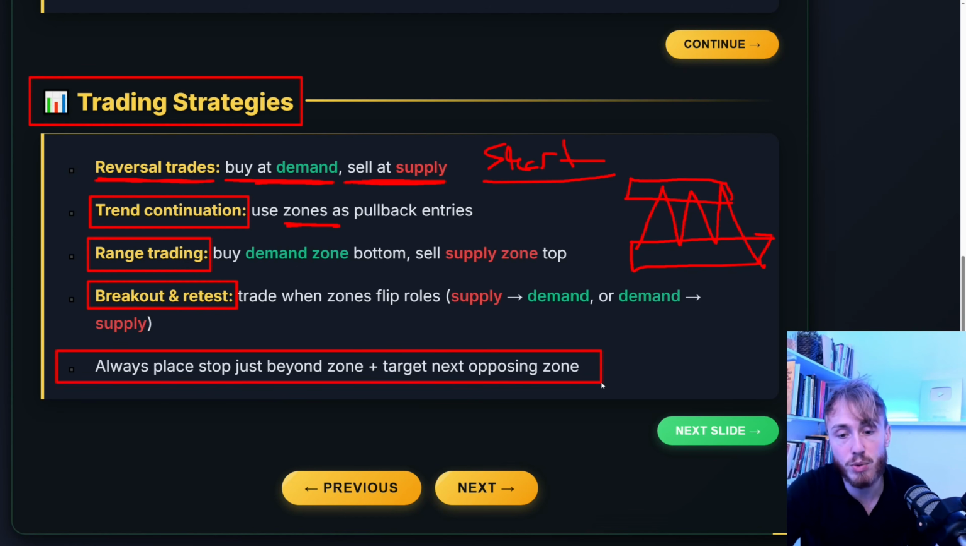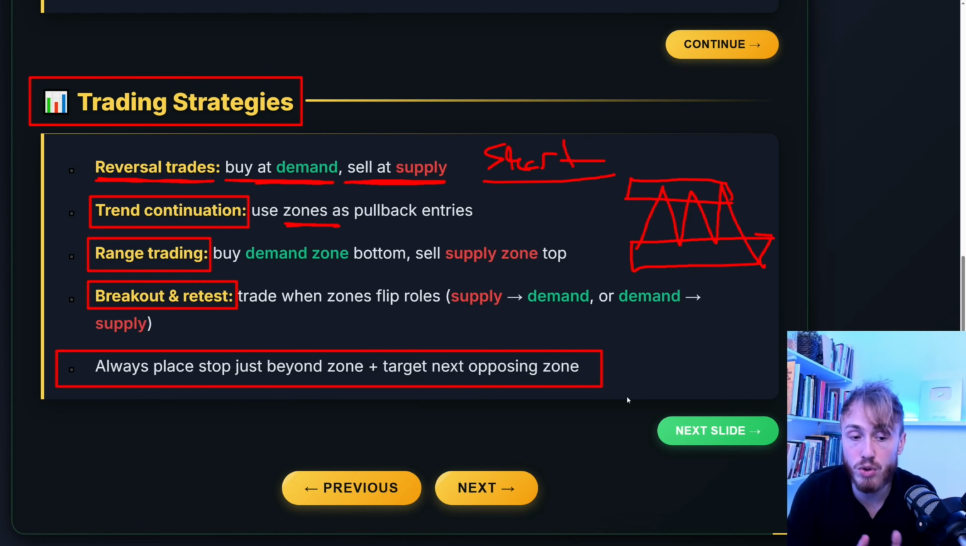And last but not least, I just want to remind you guys that you always want to place a clear stop loss. The most common way is to place it just beyond the zone and to have a target on either an opposite zone or to use a fixed risk to reward ratio.